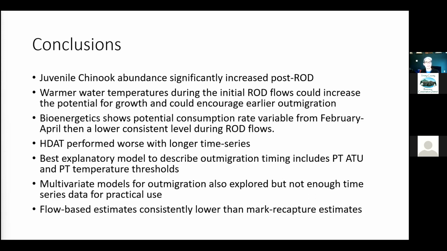We see that potential consumption rate is variable from February through April, and then a lower, consistent level during the ROD flows. The HDAT performed worse with a longer time series, and the best explanatory models to describe outmigration timing include Pear Tree accumulated thermal units and Pear Tree temperature thresholds. We said the multivariate models for outmigration should be explored, but there's just not enough time series data for practical use. And then we said that the flow-based estimates are consistently lower than mark recapture estimates.